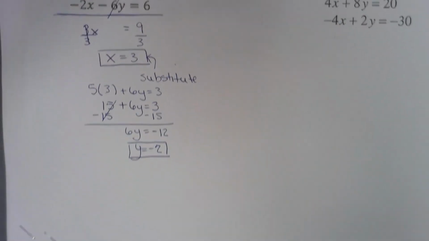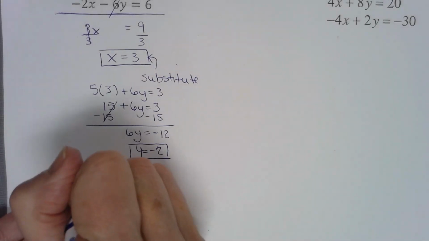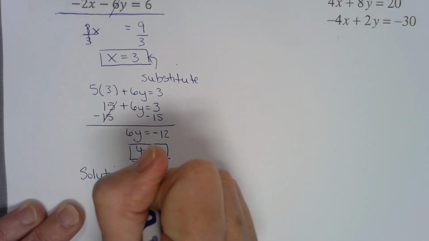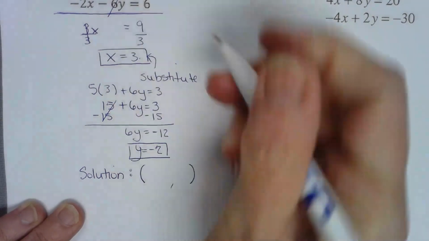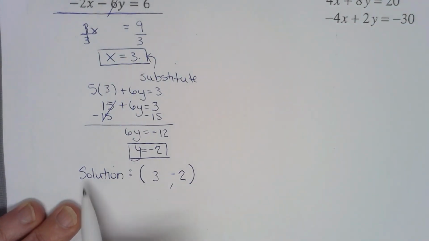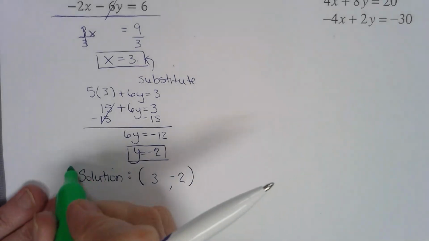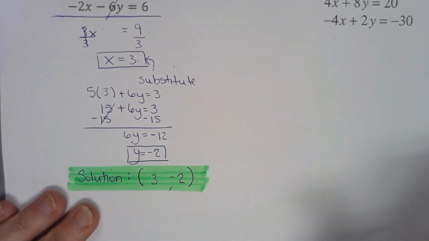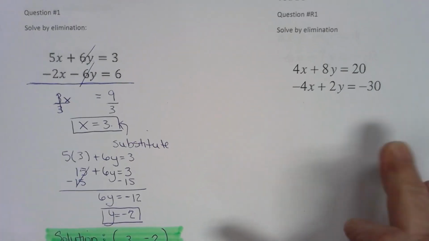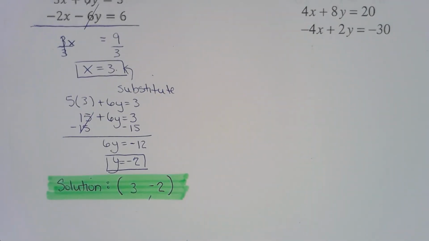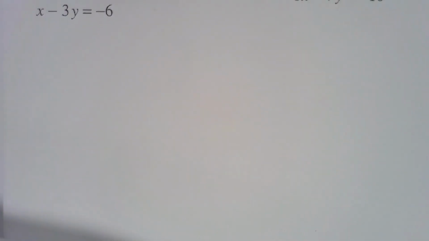And now don't forget that with a system, the solution can be written as an ordered pair, and we want to make sure that our x goes first, that's 3, and our y goes second, that's negative 2. So there is the solution to my system. Okay? Now, you are going to do the right-hand side, and you're going to show all your work exactly like we did on the left-hand side. Okay? All right, if you flip over.